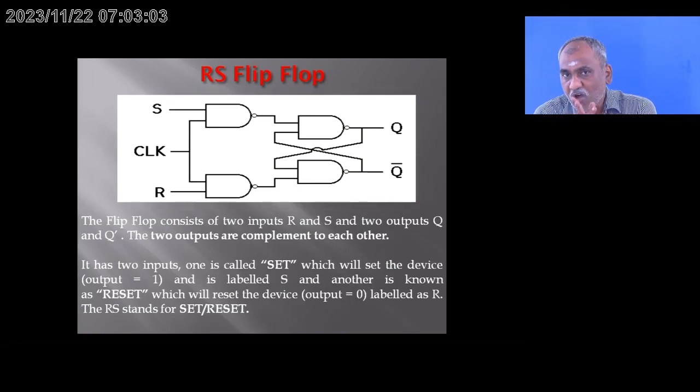The two outputs are complemented to each other, right? And the clock also we are going to pass there, that will be a 0 or 1. The two outputs are like the set and the reset there. Two inputs, set and reset, right? S means set and R means the reset.